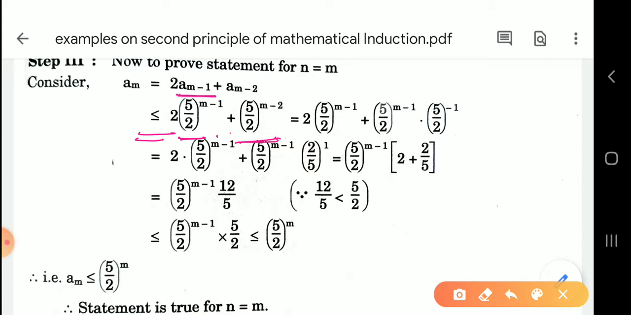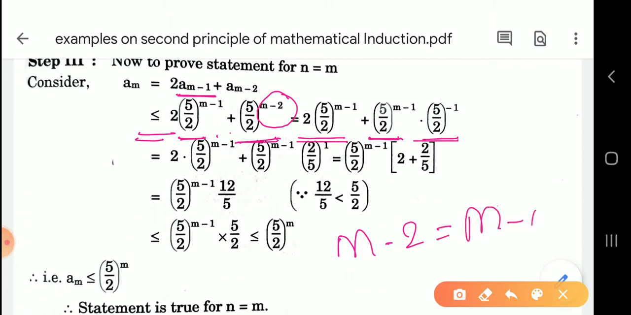Okay, so here the first term is as it is, 2 into 5 upon 2 raised to m minus 1, plus 5 upon 2 raised to m minus 2. This can be replaced by 5 upon 2 raised to m minus 1 into 5 upon 2 raised to minus 1. We split the term m minus 2; it can be written as m minus 1 minus 1. We split it.